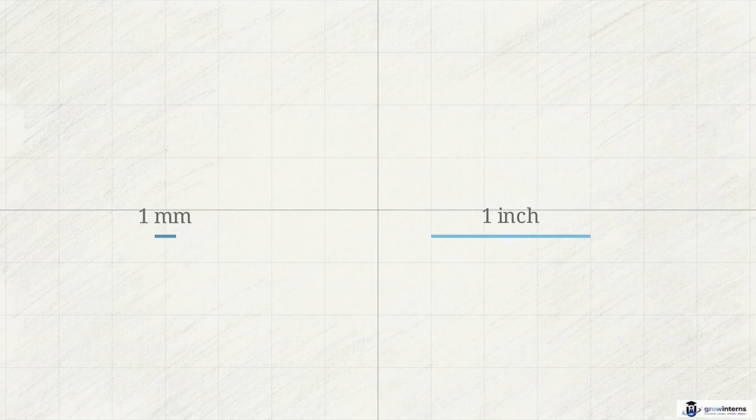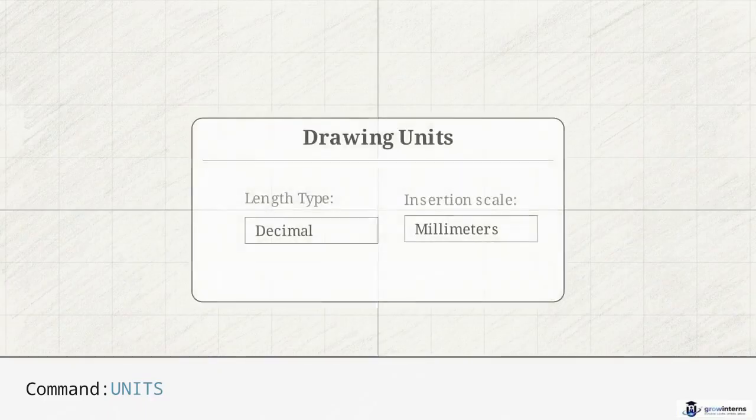Before you draw, you have to tell the software what a single unit of measurement actually represents. A distance of 1 means nothing until you specify if that is 1 inch or 1 millimeter. To do this, we type the word units directly into our keyboard and press enter. In the dialog box that appears, we set our length type to decimal and our insertion scale to millimeters. Now we can initiate our first command.